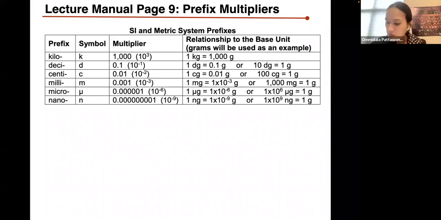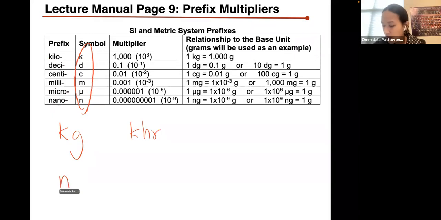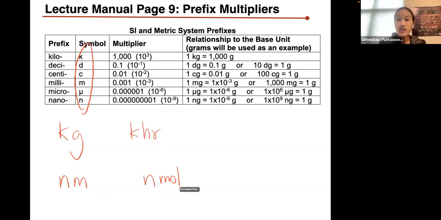These prefixes right here contain symbols. These are the symbols that you need to use. The symbol goes with the base unit, such as kilo with grams. You can put kilo with, let's say, time, for example, hour. So you can put this with anything. Same thing with nano. You can put nano with meter, or nano with an amount, which is like mole. So nanomole, for example, can be with any base unit.